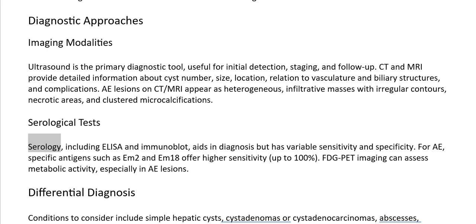Serological tests. Serology, including ELISA and immunoblot, aids in diagnosis, but has variable sensitivity and specificity. For AE, specific antigens such as Em2 and Em18 offer higher sensitivity, up to 100%. FDG PET imaging can assess metabolic activity, especially in AE lesions.